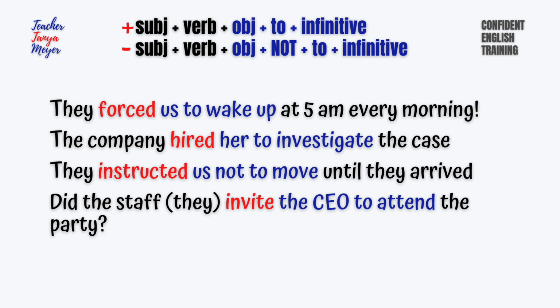They instructed us not to move until they arrived. They instructed us not to move. So between the object pronoun and the infinitive with to is the negative not. They instructed us not to move until they arrived.